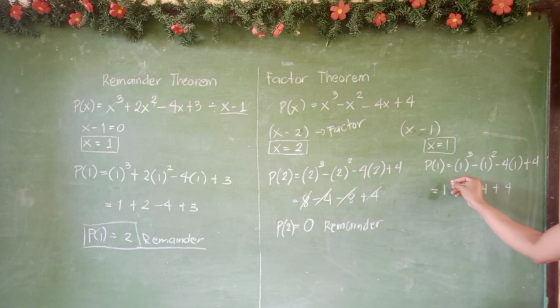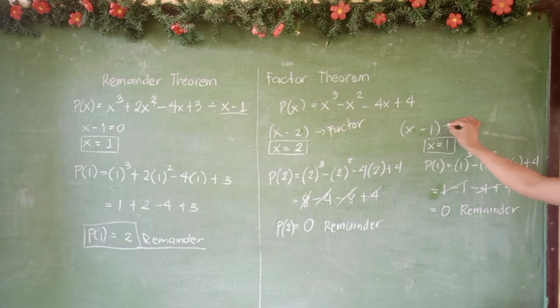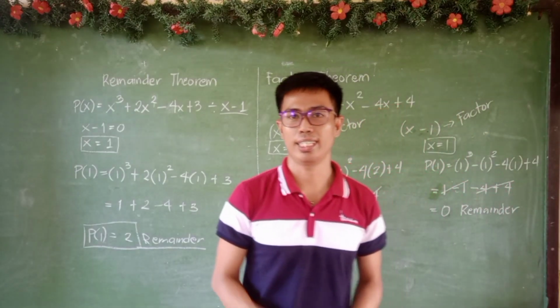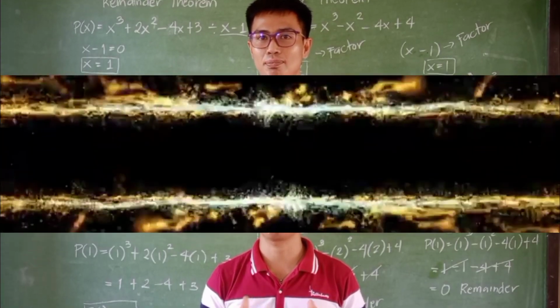So again, cancel na to. 1 minus 1 is 0. Negative 4 plus 4 is 0. So that means the remainder is 0. Therefore, x minus 1 is also a factor of the given polynomial. And that is the remainder theorem and the factor theorem.